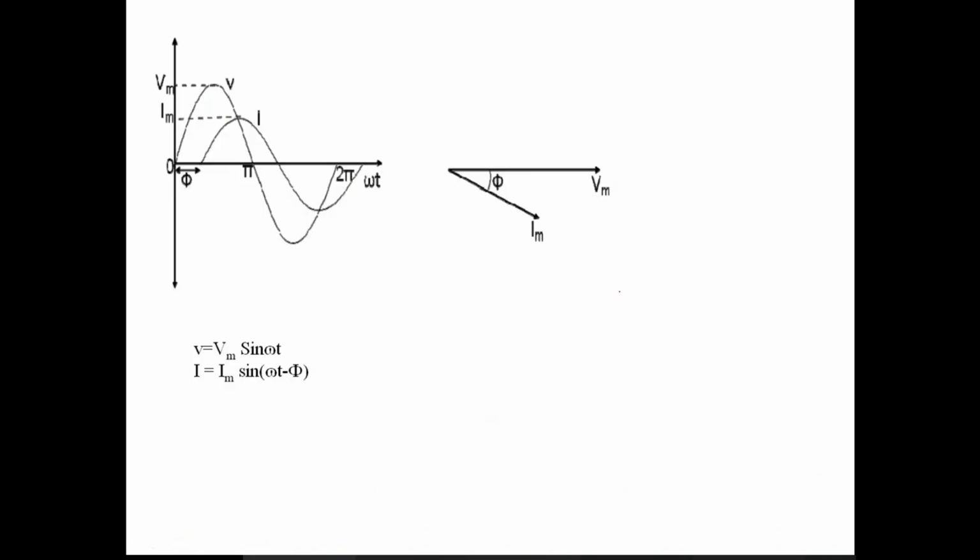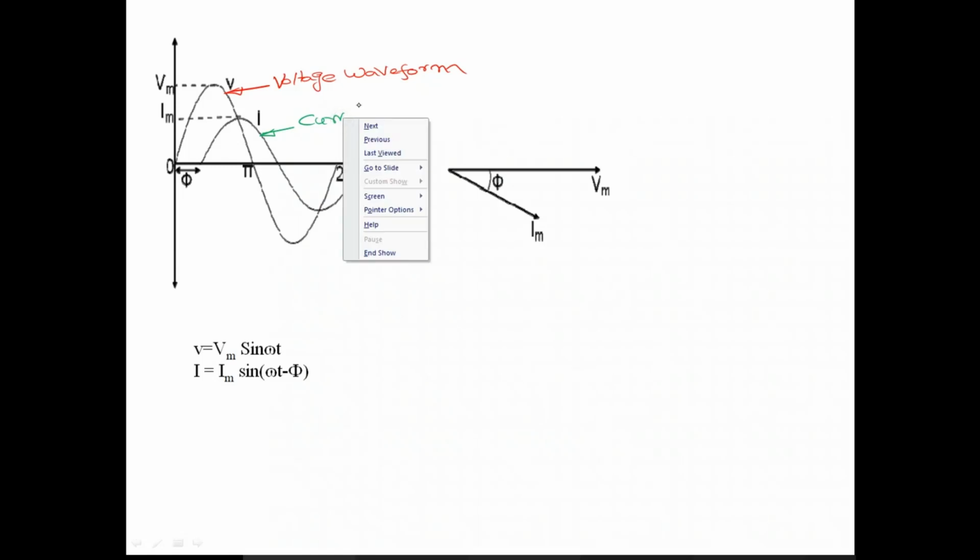Now let us look at this diagram. This is a waveform. Here you have a voltage waveform, and this is a current waveform.